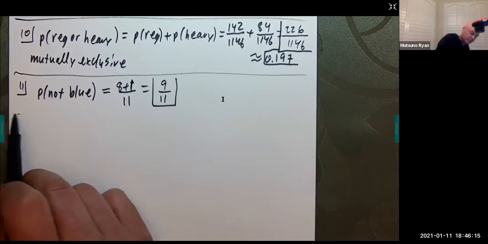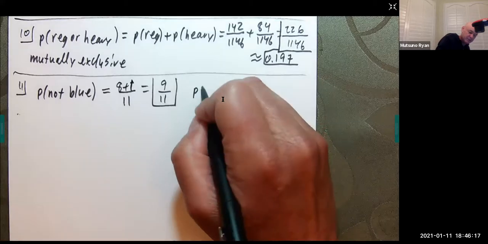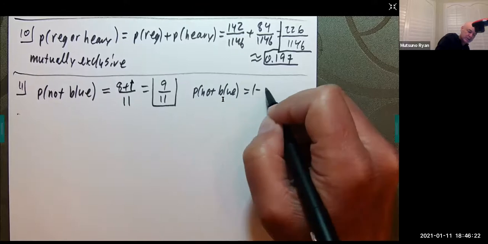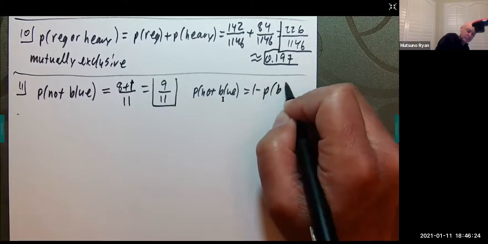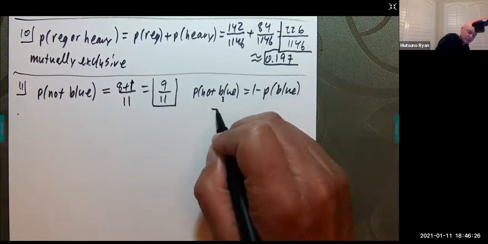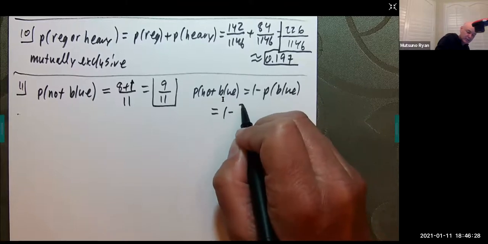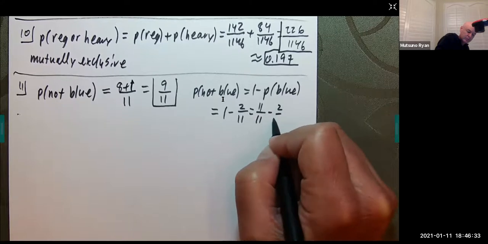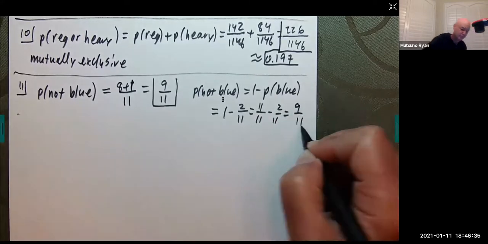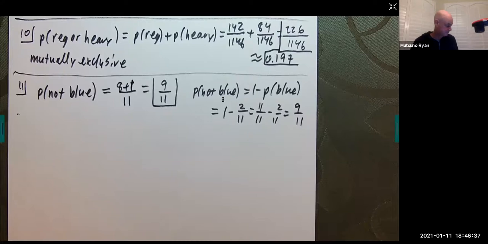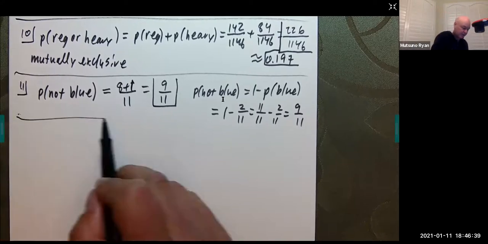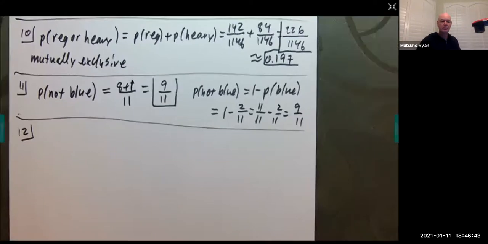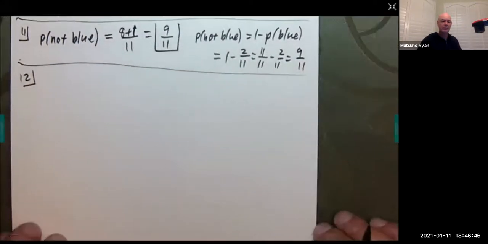Again, the other way we could have done it was P of not blue is 1 minus P of blue. There are 2 blue. So both ways work. They get us the same answer, which is the point of mathematics. And it makes it beautiful. Push that up.